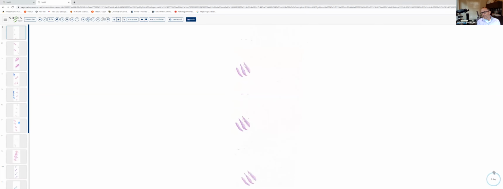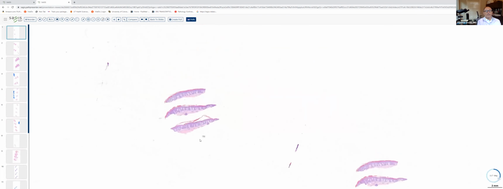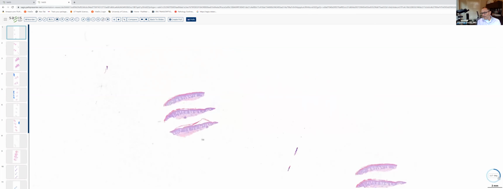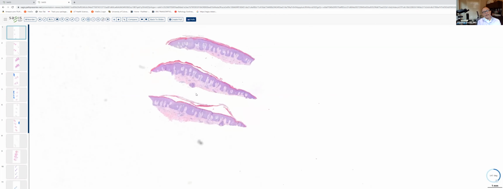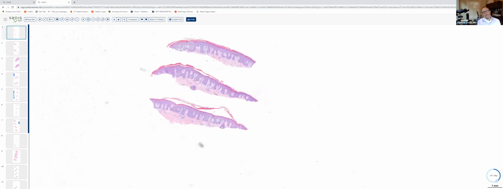Let me go ahead and tilt the first slide here. Our first specimen consisted of a trisected shave biopsy. As we zoom into higher power, hopefully you were able to discern that we're dealing with an inflammatory process here. We've got a superficial perivascular infiltrate within the papillary and upper reticular dermis. Right away, you can appreciate that there's epidermal hyperplasia.